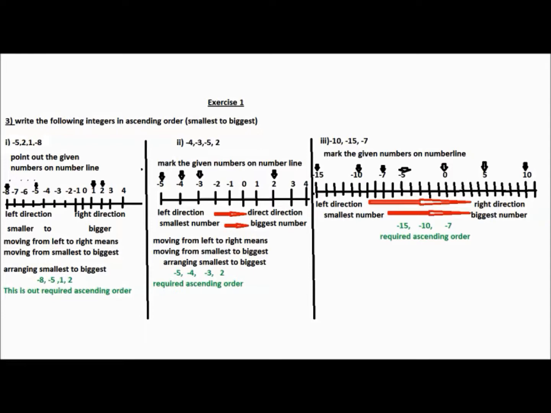So minus 8 is far left compared to the other numbers. So minus 8 is the smallest number, and after that minus 5 will come, and after that 1 is coming, and after that 2 is coming. So the ascending order: minus 8, after that minus 5, after that 1, and after that 2.